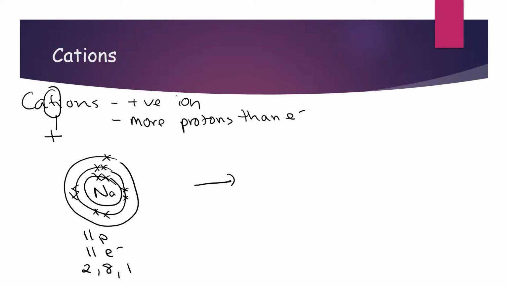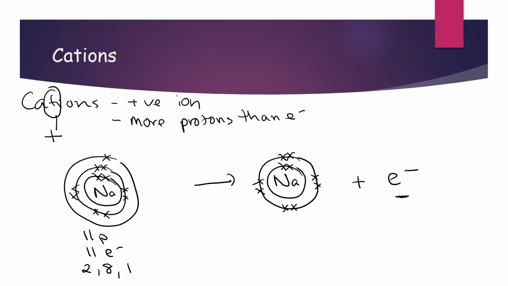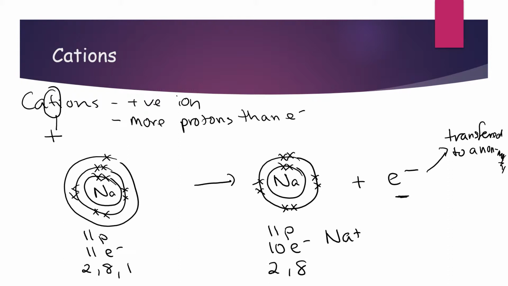Let's look at what happens when it loses an electron. The sodium loses 1 electron and now has an electron configuration of 2, 8, which is now a stable electron configuration, and it's lost that 1 electron. That will actually be transferred to a non-metal. So if you look at it now, it's got 11 protons, but only 10 electrons. So it's a sodium ion, and its electron configuration is 2, 8, which is now a stable electron configuration.